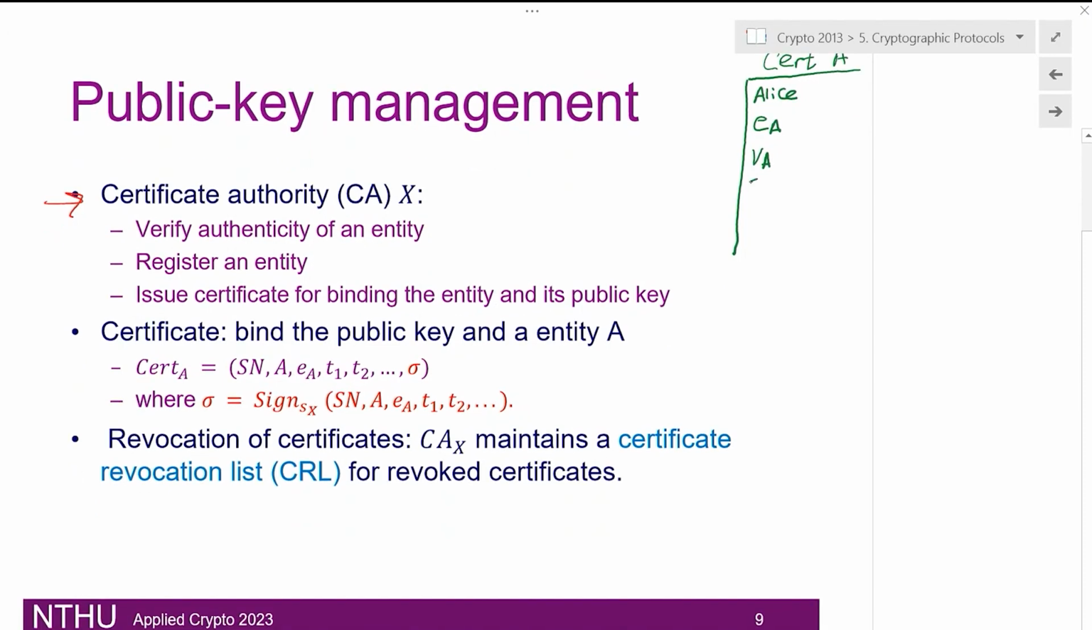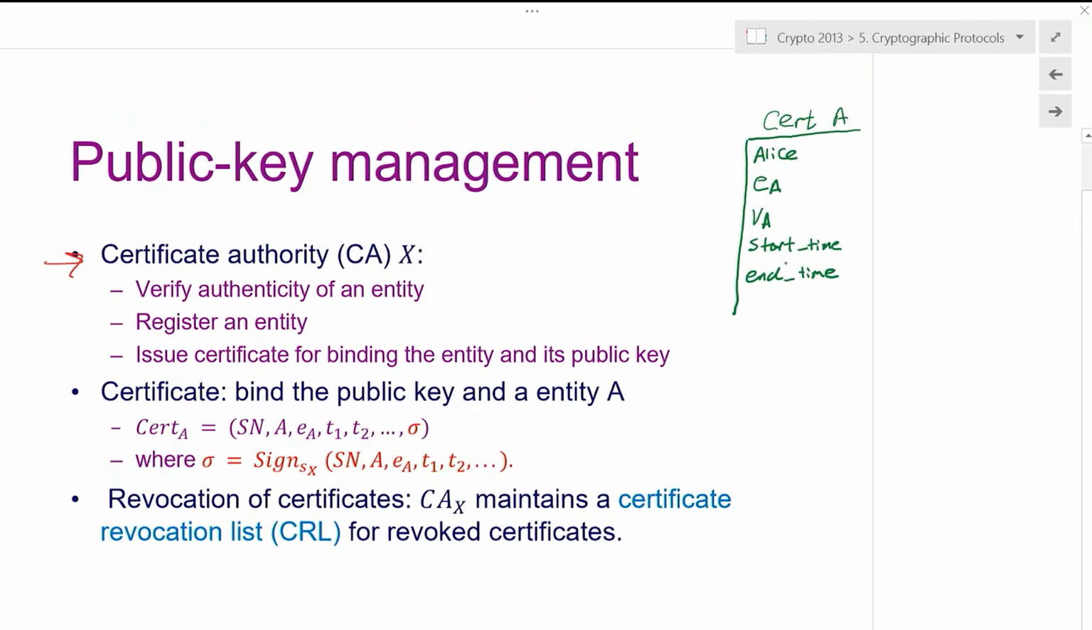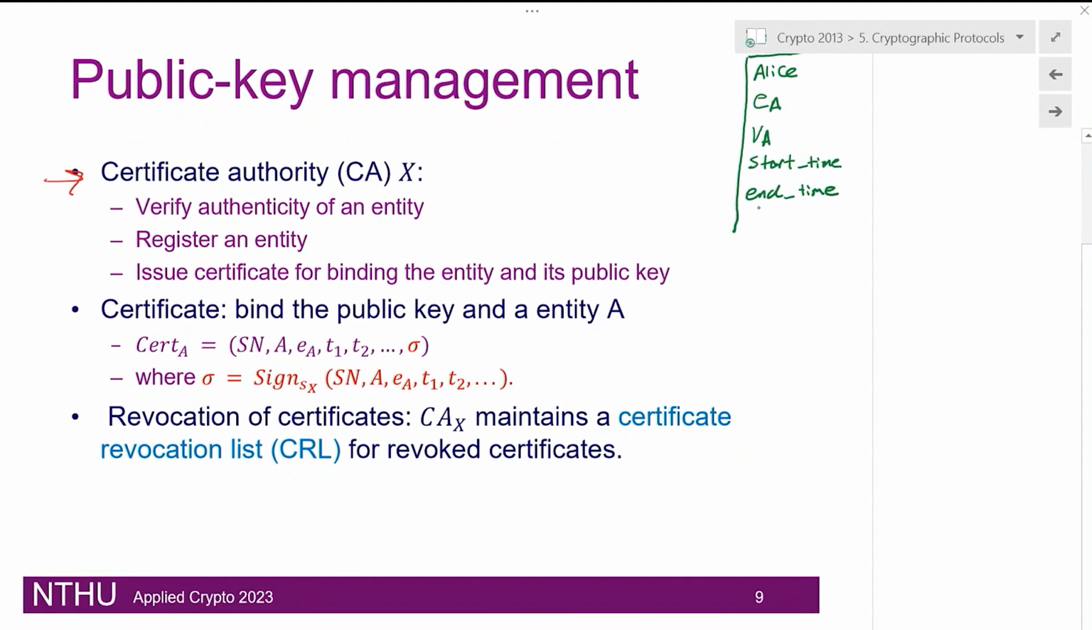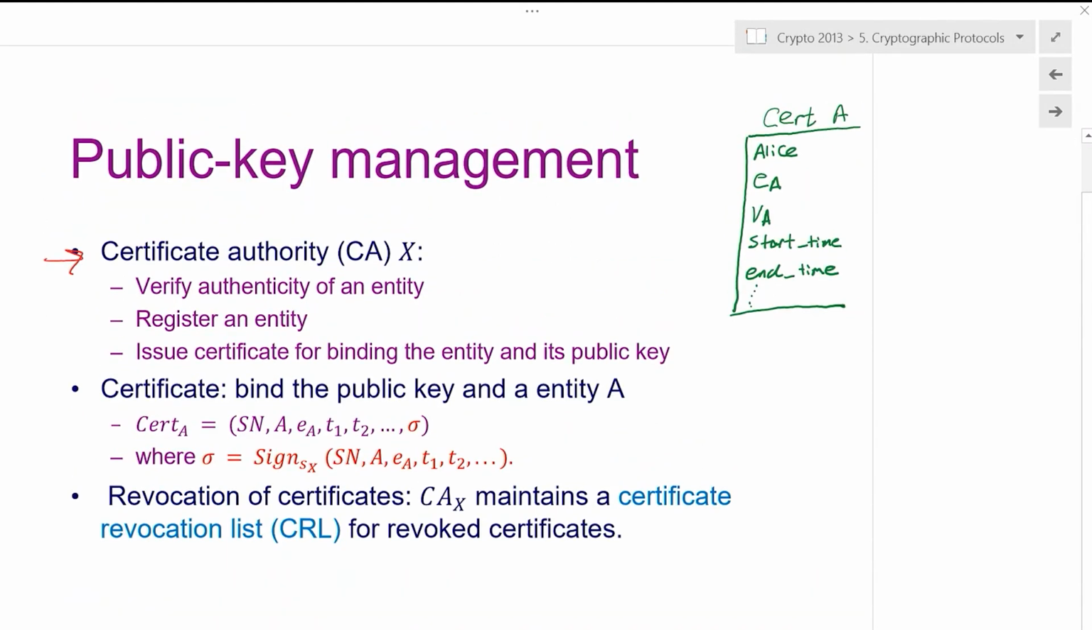For example, the start time and then the end time. The start time and end time refer to the time from when the certificate is valid to the time that it expires. So we would put those things. And honestly, there is a lot more information. This is not really the case in our lecture today, but there would be a lot more different information in a certificate, but these are the most important ones that matter for us right now.